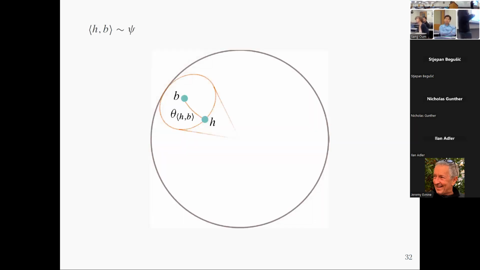And here's a much better visual representation of what's going on. The psi quantity that you saw is determining the radius of the cone in this picture. It's saying that the sample eigenvector h is somewhere on a cone of radius that is a function of psi around the population vector b.